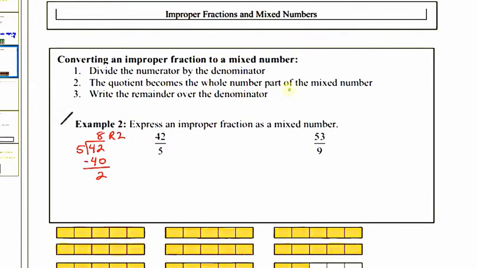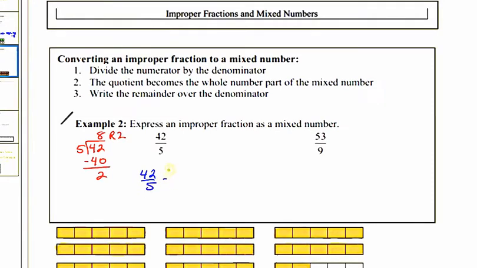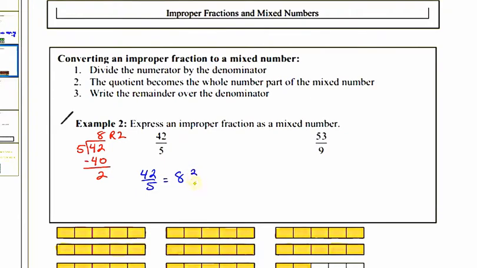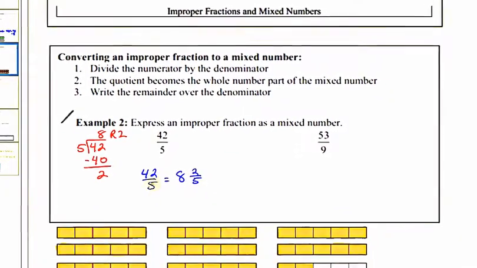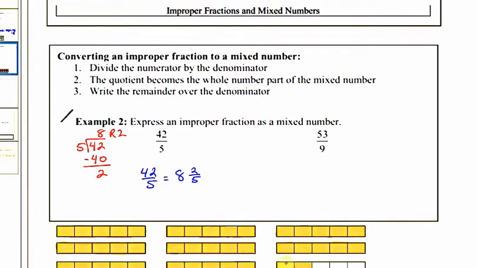The quotient becomes the whole number part of the mixed number, and the fraction part is the remainder over the denominator. So 42/5 is equal to 8, and the fraction is going to be the remainder 2 over the divisor, or the original denominator, which would give us 2/5. Now let's look at the model below to see why this works. Here we have a total of 42/5, where every time we have 5/5, we have one whole. So notice how 42/5 is equal to 1, 2, 3, 4, 5, 6, 7, 8, and 2/5.